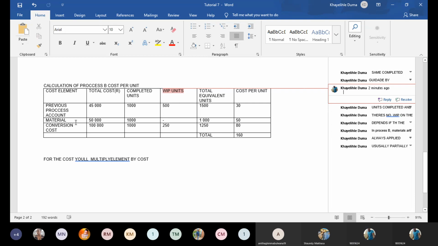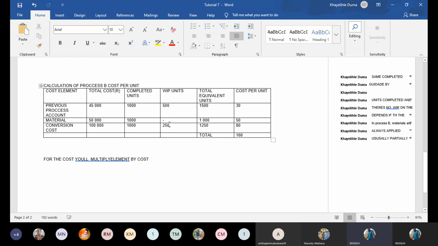Then conversion cost, all right. For conversion cost, the cost is the same. Completed units, I told you that if you see in the information that completed units were 20, then 20 going down, they will be the same. And then these ones, we spoke about this one and this one. Then conversion cost, I can be guided by the information, but it doesn't change. It's guided by the information again.